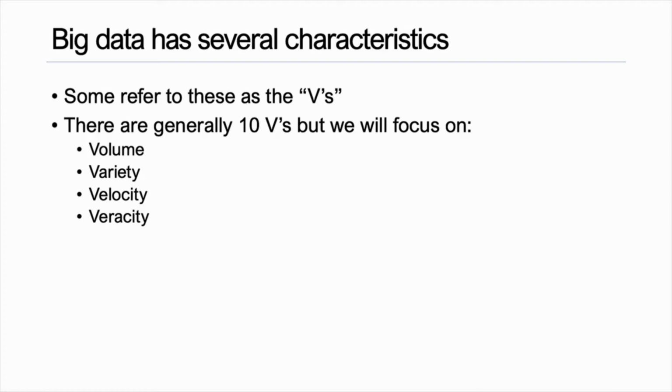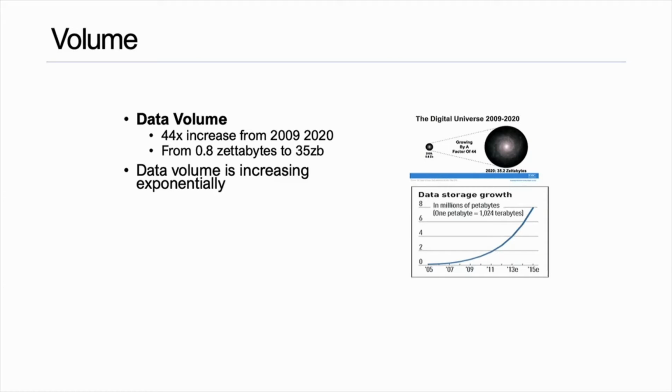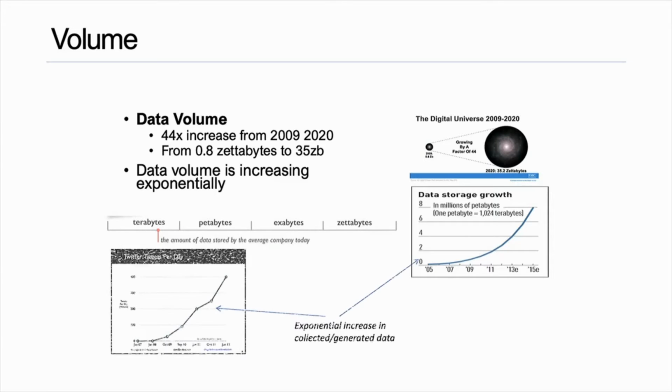Big data is characterized usually by these V's. And there are 10 V's that people talk about, but we're going to focus really on the 4 that are really easy to understand. So volume, variety, velocity, and veracity. So volume refers to data volume, so the volume of data that's being generated. And there's been a 44-time increase from 2009 to 2020 in terms of data. And now we're dealing with around 35 zettabytes of data.